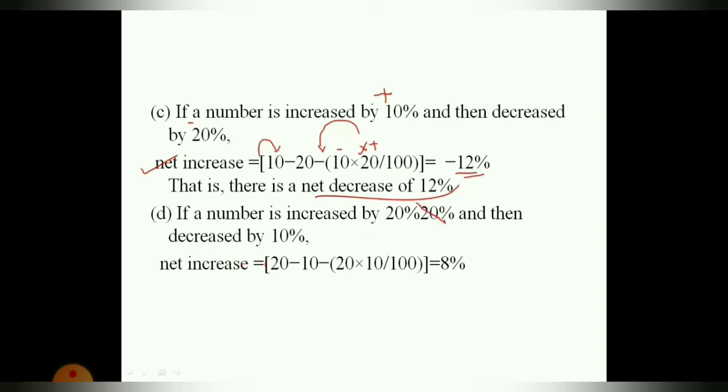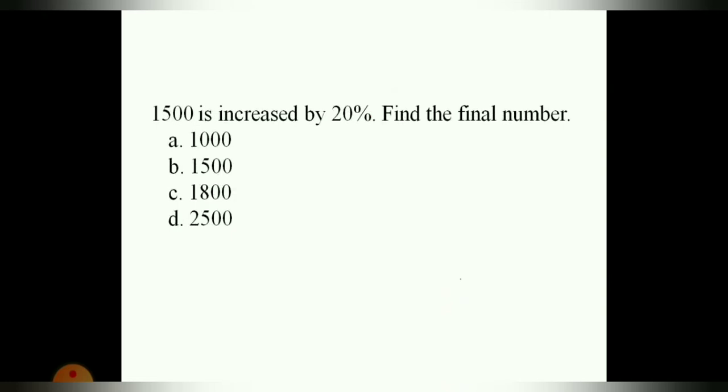And if a number is increased by 20 percentage, it says 120 but that is a printing mistake, 20 percentage, and then decreased by 10 percentage. So first increase then decrease, so plus 20 minus 10, finally we will get plus 8 percentage, which means it is an increase.